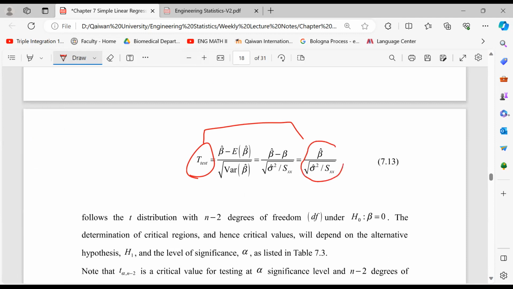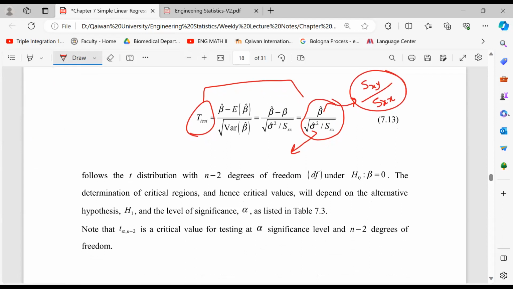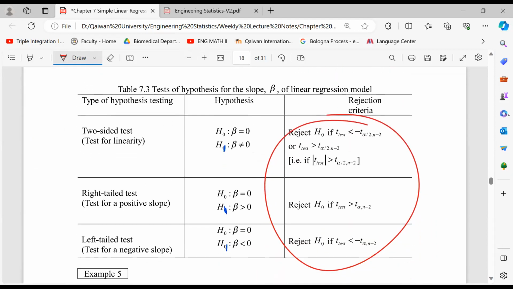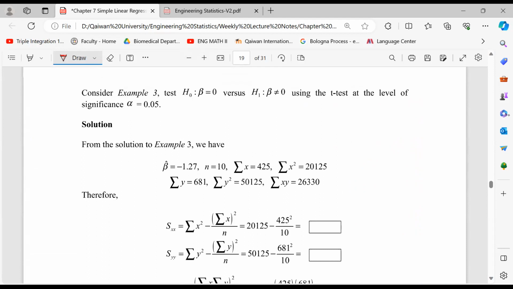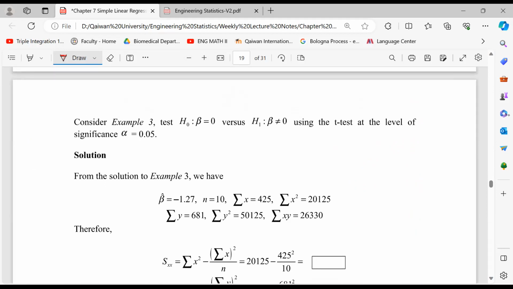It's beta hat. What's beta hat? Beta hat can be obtained from S sub xy divided by S sub xx. And here we talked about how to find the variance before. Just do this, and you will get the result. Now, here we have an example. In example 3, the example that you worked on before for finding the linear regression, it says test H0: beta equals 0 versus H1: beta doesn't equal 0.